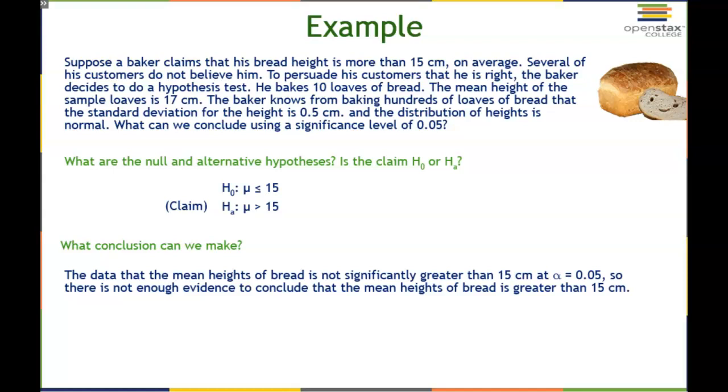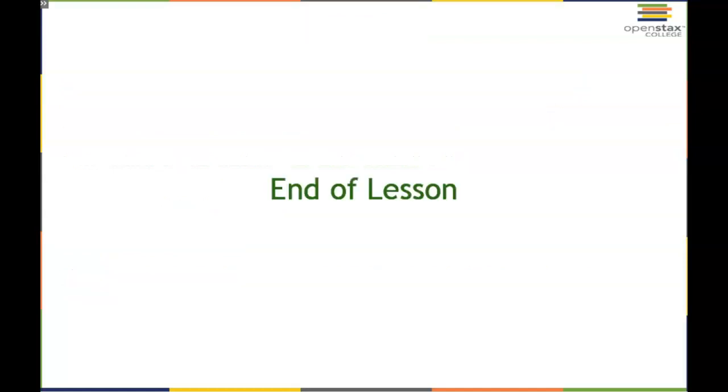And therefore, we say there's not enough evidence to support it. We don't say he lied. We don't say he's wrong. We say there's not enough evidence to support it. In other words, this time around, maybe next time around, there will be loaves of bread that will support his claim. You've reached the end of this lesson.